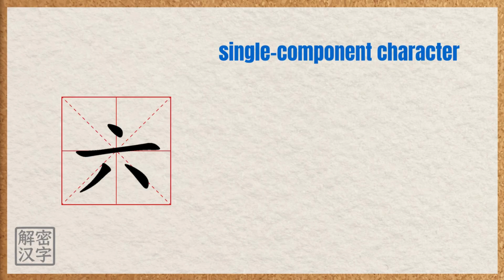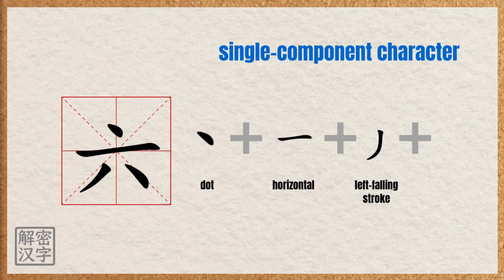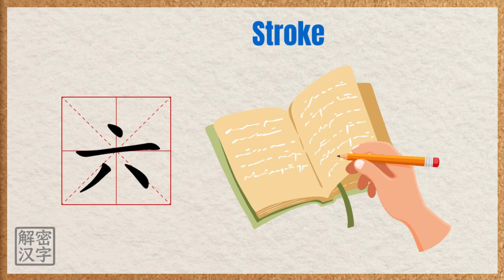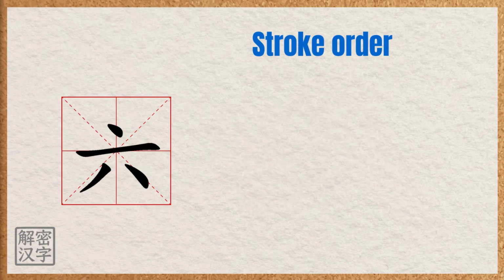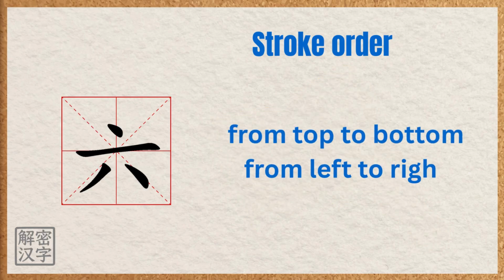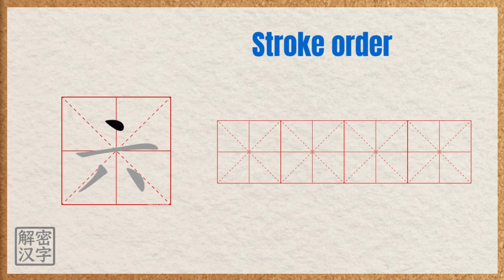The character liu has 4 strokes: a dot, a horizontal line, a left falling stroke, and another dot. Let's learn how to write it. Remember the golden rules of writing Chinese characters, from top to bottom and from left to right. First, start with the dot at the top center of the writing grid. Then write a long horizontal line beneath it.